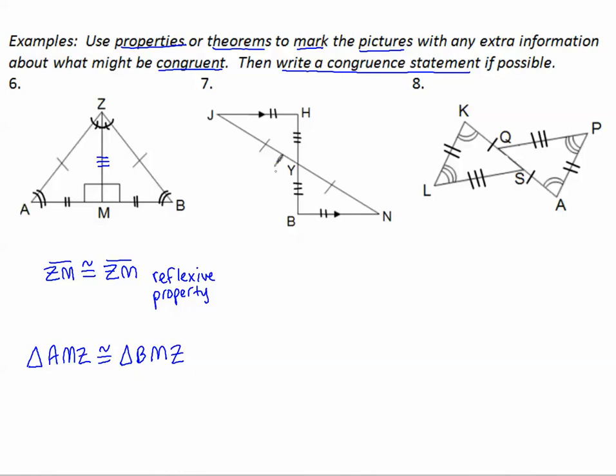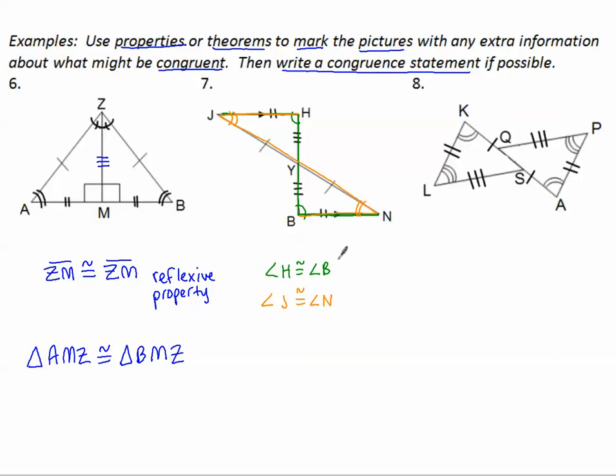What can we say in this picture? Well, I have parallel lines. Parallel lines allow me to mark special angle pairs, like here's my zigzag to give me these alternate interior angles. Well, I could do the zigzag the other way. And now I have these alternate interior angles. So I'm going to say that angle H is congruent to angle B. I marked those. And I'm going to say that angle J is congruent to angle N.